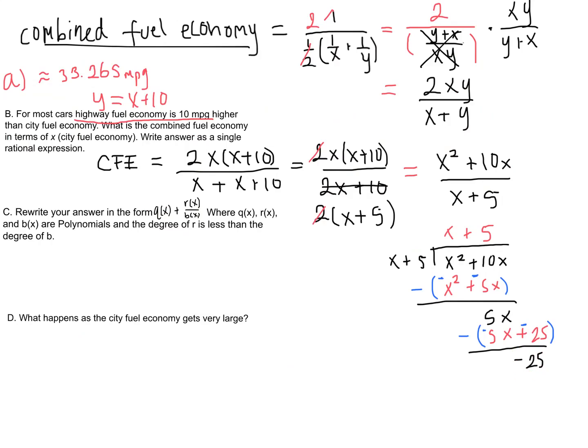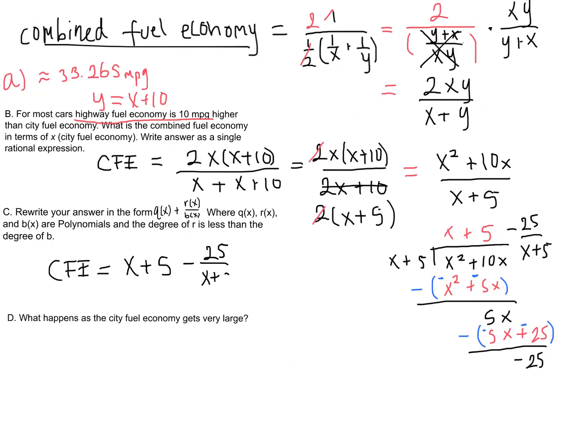I end up with a remainder of negative 25. So my remainder is going to be negative 25 over, and the way I add this onto my answer, of course, is I take the remainder and I divide it by the divisor. So my expression for the combined fuel economy, I can now write, I simplified this expression here, and this is what I got. So I got x plus 5 minus 25 over x plus 5.